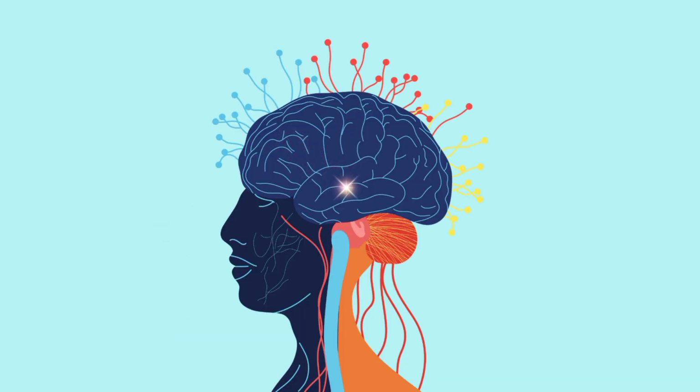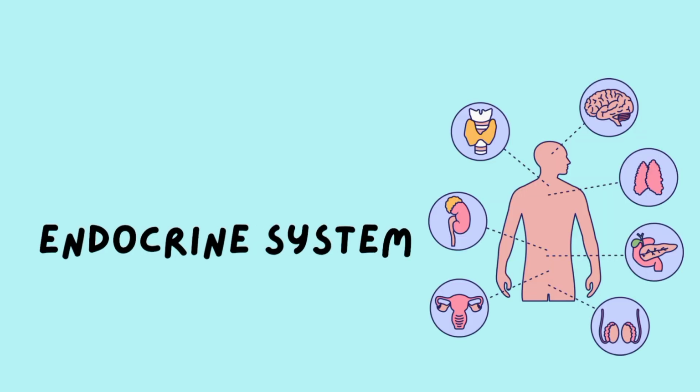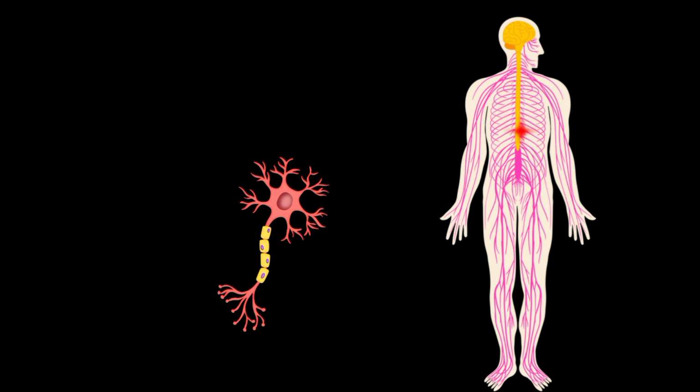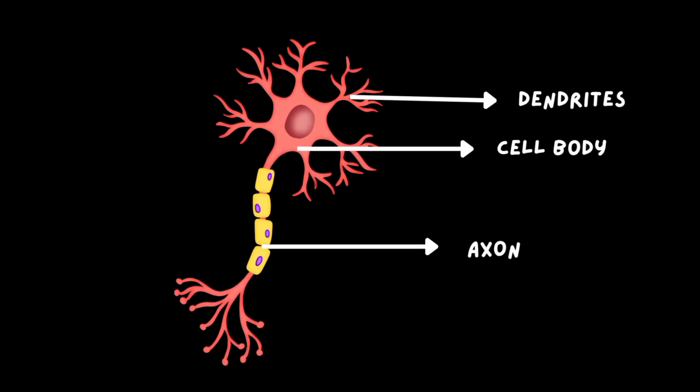In human beings, control and coordination are carried out by two systems, the nervous system and the endocrine system. In today's video, we'll explore the nervous system. The nervous system uses specialized cells called neurons to transmit messages between different parts of the body. Each neuron has three main parts: the cell body, dendrites, and an axon.